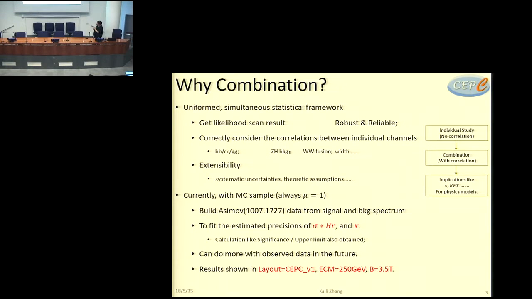This framework also has the extensibility to include different systematic uncertainties or theoretical assumptions. Currently, with the Monte Carlo samples, we can fit the estimated precision of the cross section times branching ratio, and also the Kappa framework, and other statistical results we may be interested in. With the observed data, we can do more in the future. Currently, all the results are shown here for the CEPC, with a center-of-mass energy of 240 GeV and a B field of 3.5 Tesla.